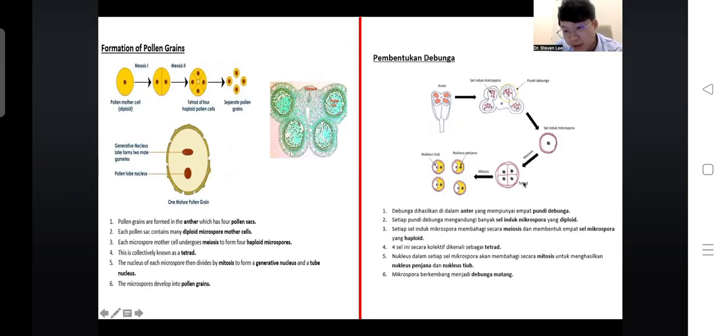So we can call this a tetrad lah. Okay? Nukleus dalam setiap sel mikrospora akan membahagi secara mitosis untuk menghasilkan nukleus penjana dan nukleus tiub. You can see nukleus penjana, nukleus tiub. Mikrospora kemudian berkembang menjadi debunga yang matang. So there are only 2 processes that happen. One meiosis, one mitosis. That's all.